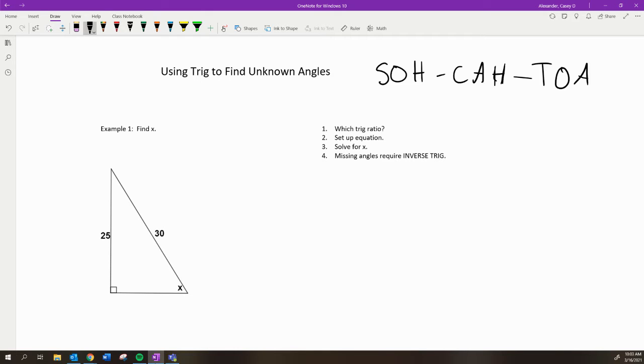Today I'm going to go over how you can use our very good friend, SOHCAHTOA, to figure out unknown angles. I just taught you in the last video how to find unknown sides. Now we need to find angles.